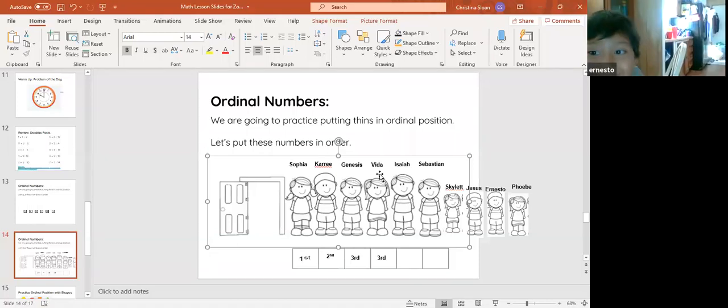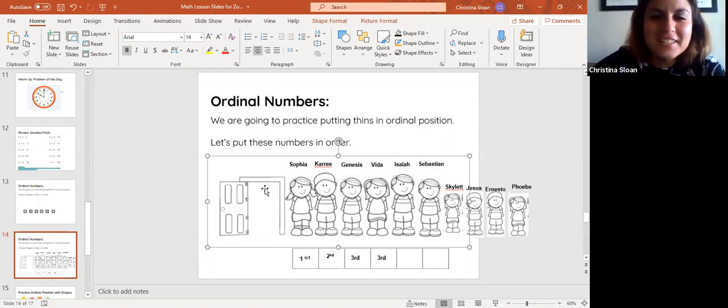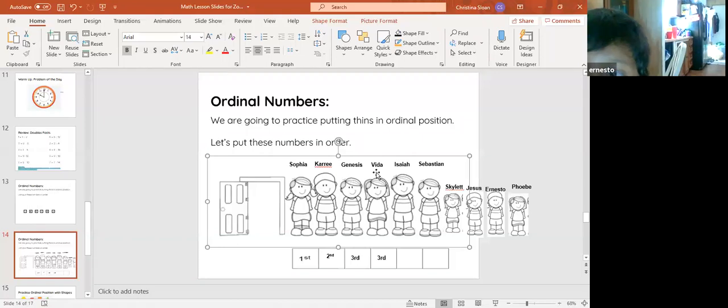Me? Who? Me? It's a trick question. Let's look at our line order here. So let's count and see who's fourth in line. So 1, 2, 3, 4. Do you know who this is? What letter does it start with? V? V. This is Vita.